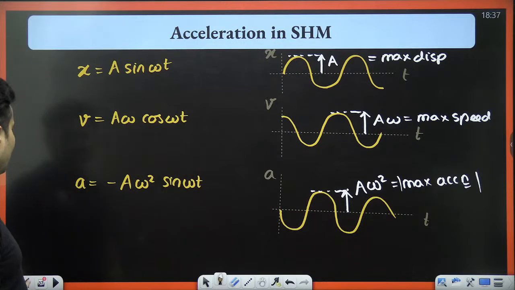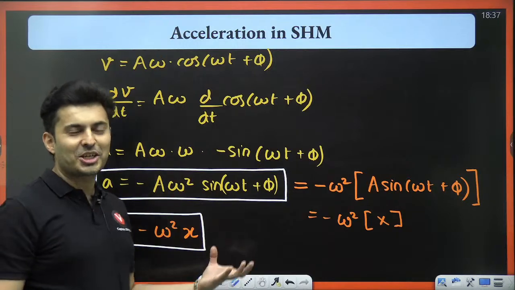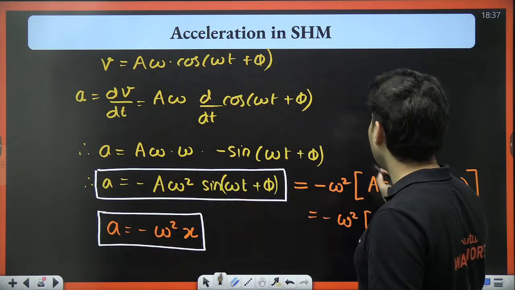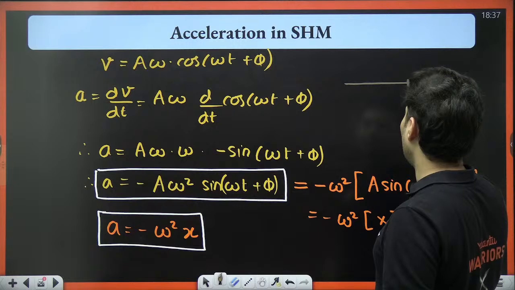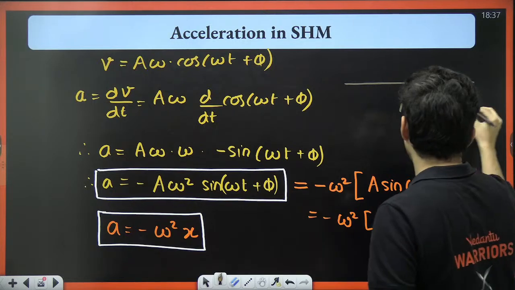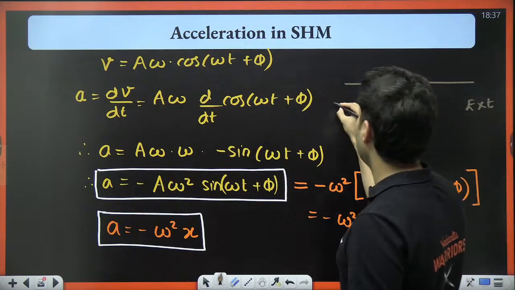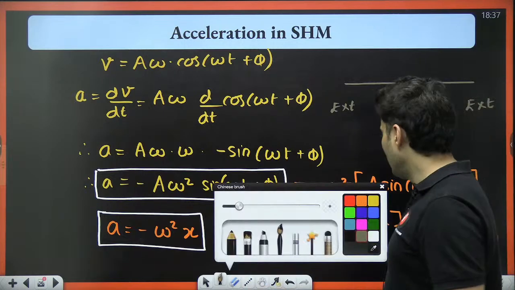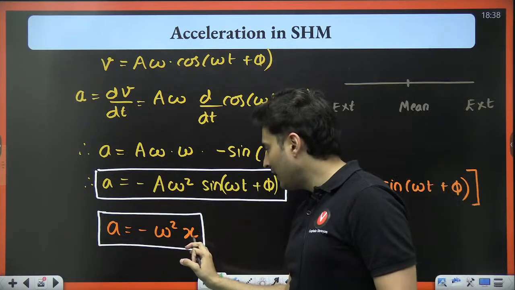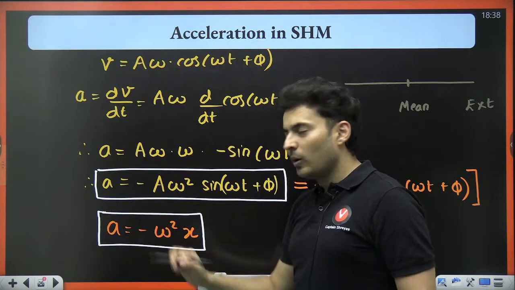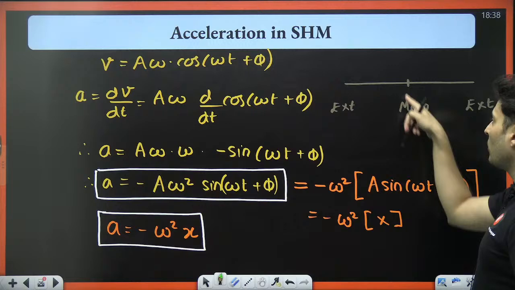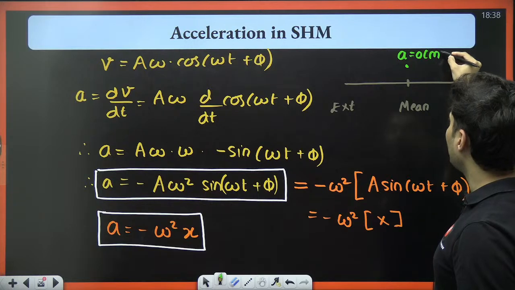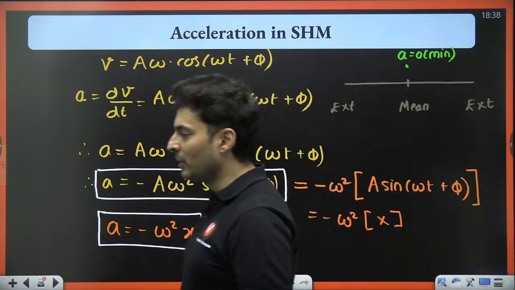Can you quickly think and tell me, where will the acceleration be maximum? Where will the acceleration be minimum? It's a very, very straightforward thing, but let's see if you are able to figure that bit out. Look at this, my dear warriors. You can see when x is 0, a is 0. That means x is 0 at mean, so acceleration is 0 over here. So acceleration is 0 and it is also minimum over here.